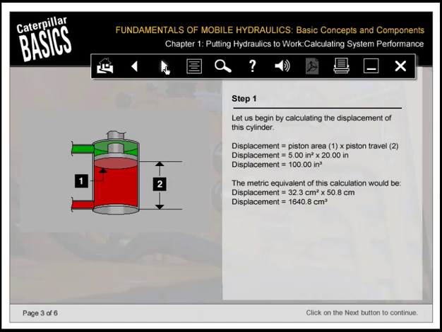Let's begin by calculating the displacement of this cylinder. Displacement equals piston area, number 1 on the graphic, times piston travel, the distance indicated by number 2. In this case, displacement equals 5.00 inches squared times 20.00 inches. Thus, displacement is equal to 100.00 inches cubed. The metric equivalent of this calculation would be displacement equals 32.3 centimeters squared times 50.8 centimeters. Displacement equals 1,640.8 centimeters cubed.